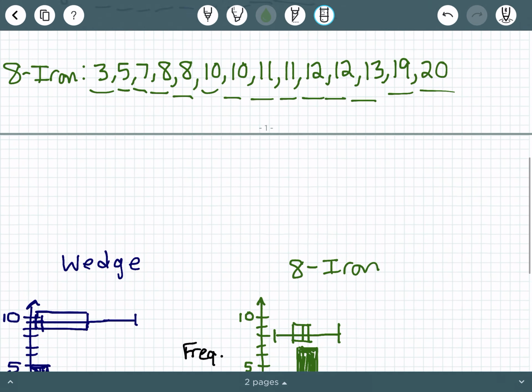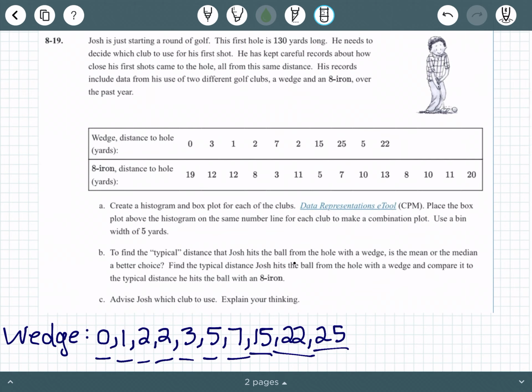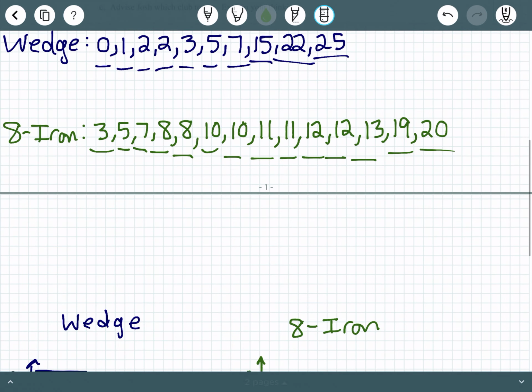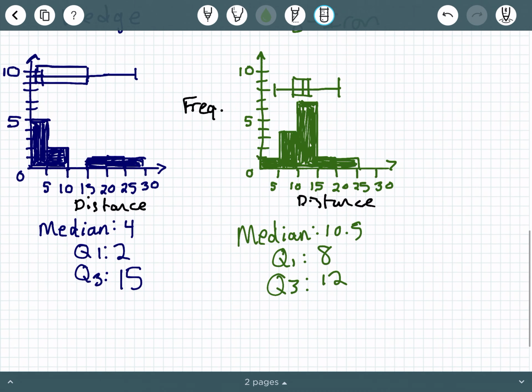Now part B, it says to find the typical distance that Josh hits the ball from the hole with a wedge, is the mean or median a better choice? Find the typical distance Josh hits the ball from the hole with a wedge and compare it to the typical distance he hits the ball with an 8 iron. So in this case, if we are looking at our data on both histograms, we would say that the data is not symmetric. So in this case, we would want to use the median.